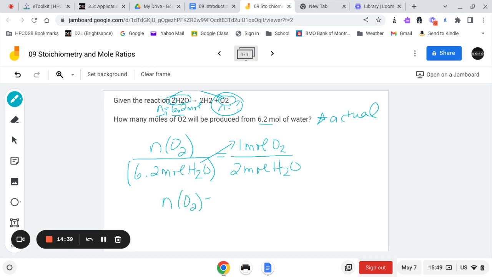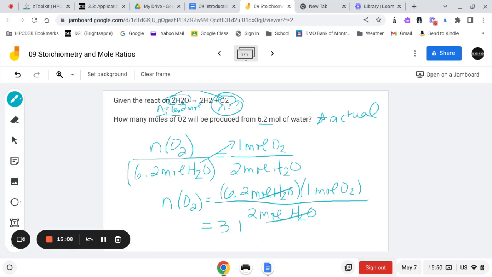And we're going to just set this up for you so that you can see us moving the numbers around. So 6.2 moles of H2O, I'm cross multiplying by 1 mole of oxygen, and then dividing everything by the denominator, which is 2 moles of H2O. My moles of H2O will cancel out, and I'm going to take 6.2 and divide that by 2, and I get 3.1 moles of oxygen.